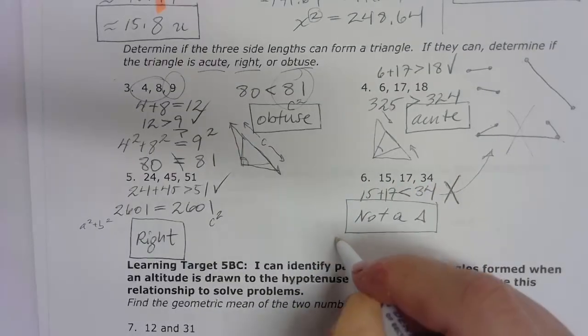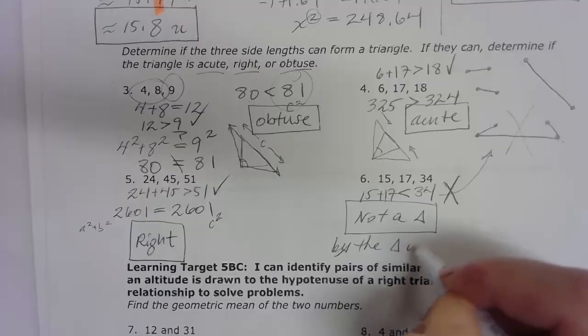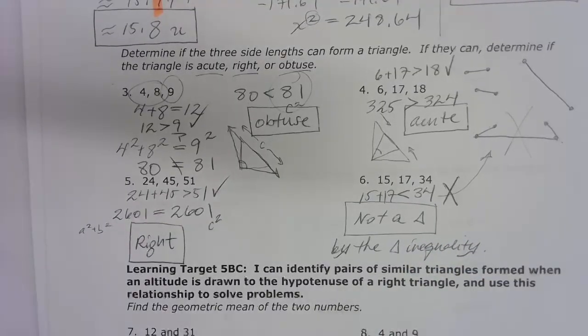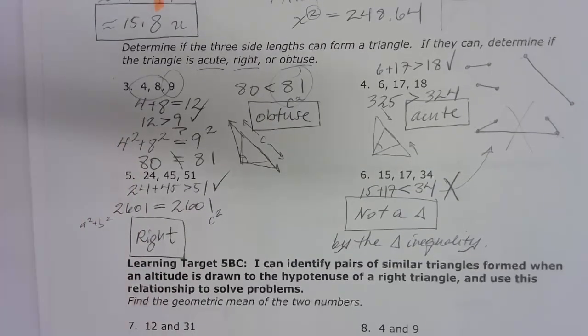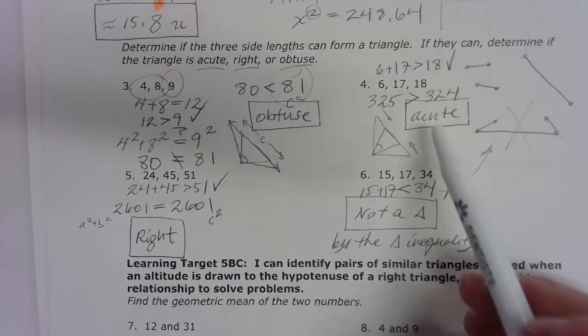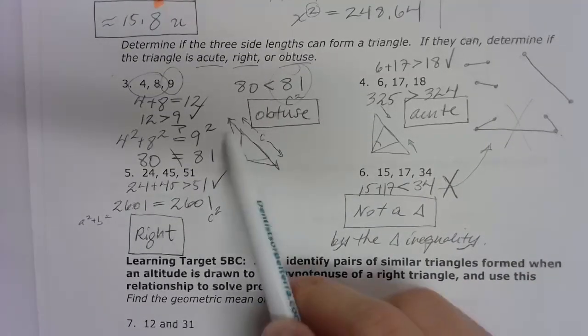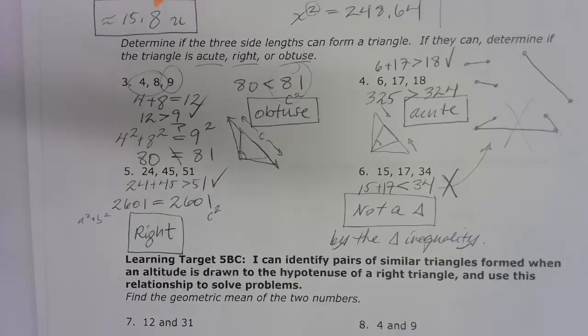Alrighty? And if you're curious, this is because of what's called the triangle inequality. That we learned back in Unit 3, I think. Unit 3 or 4. Very cool. By the triangle inequality. So, keep that in mind. Sometimes they're not triangles. They look like this. Sometimes they're acute. They're thin. Sometimes they're obtuse. They're fat. Sometimes they're right. They're perfect. They're like perfectly right. Okay, anyways.